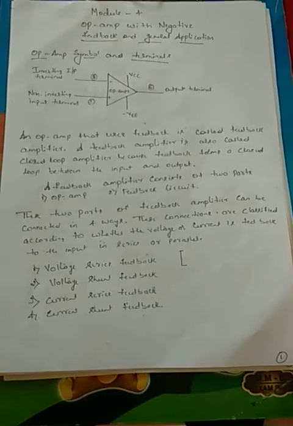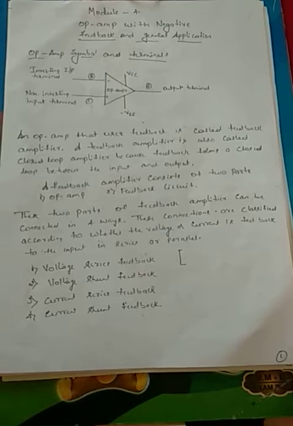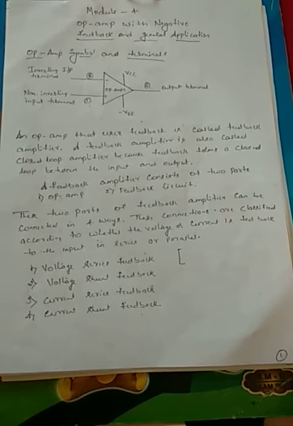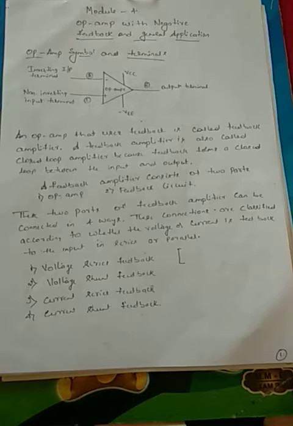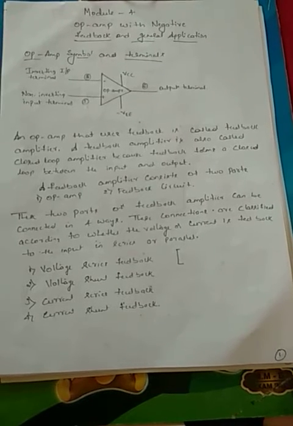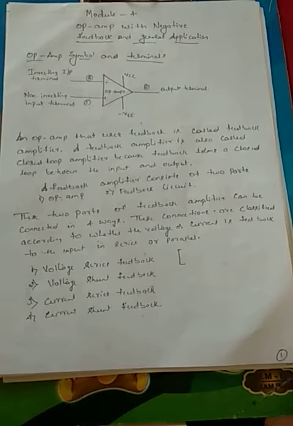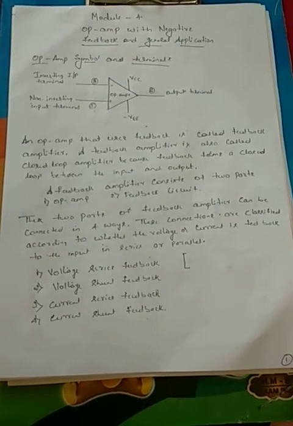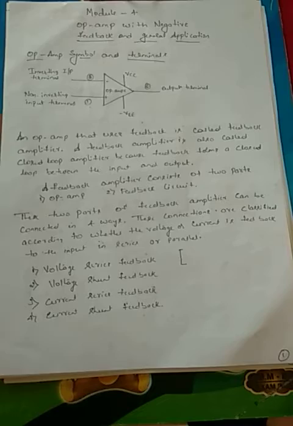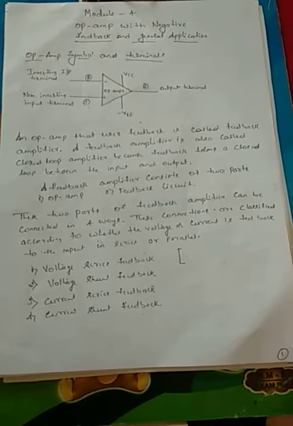One is the inverting input, another is the non-inverting input, and the output is taken at pin number 6. The inverting input terminal is the one where, if we give the input, the output will be inverted, that is a 180 degree phase shift. For the non-inverting input terminal, the output will be in phase, that is whatever input we give, we get the same at the output.